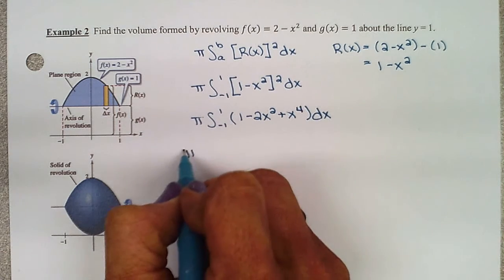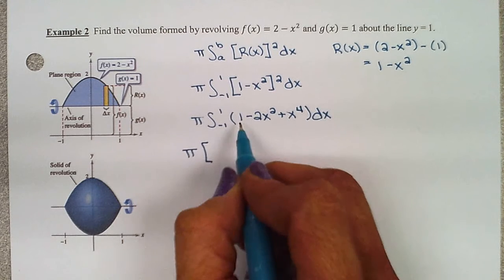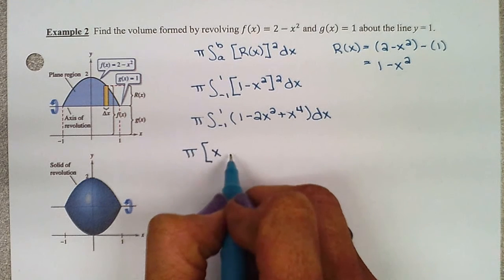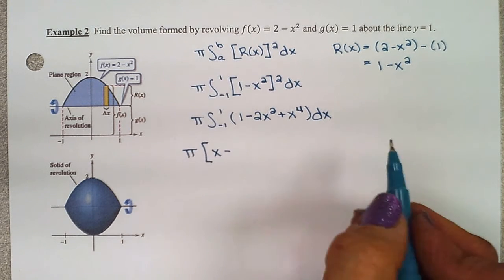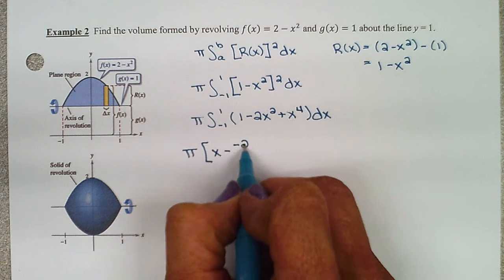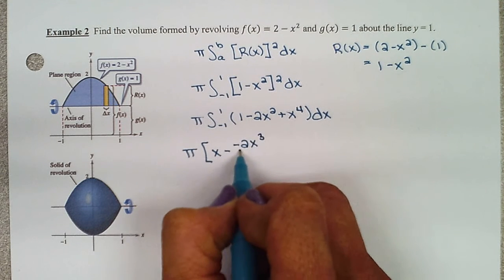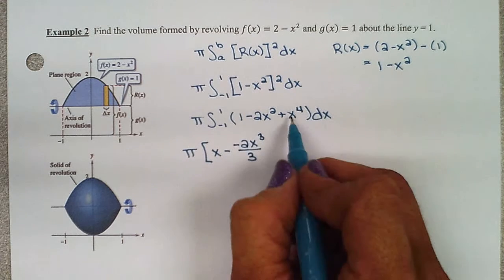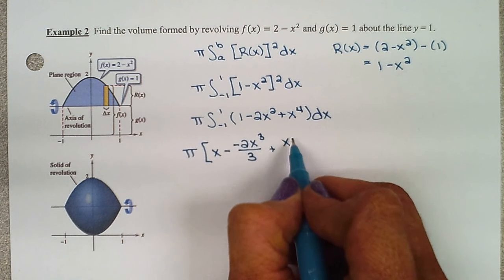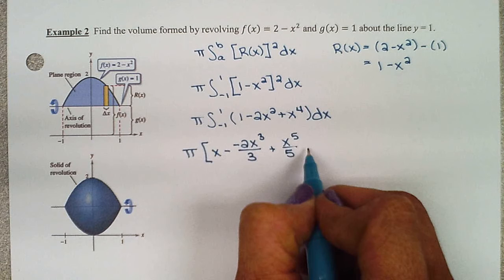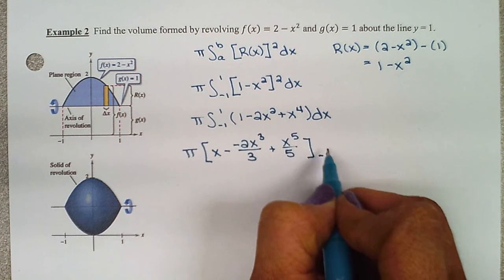And now we can go through and integrate. So the pi is still in front. Here when I integrate the 1, I just get an x. Here when I raise the power and divide by the power, I still have the -2, x raised to the cube divided by that 3. And then here with the x to the 4th, raise the power to a 5 and then divide by that power 5. And we're evaluating from -1 to 1.